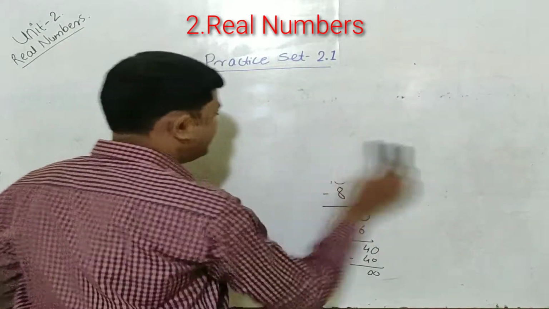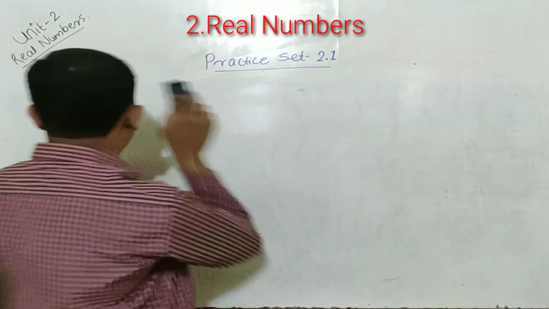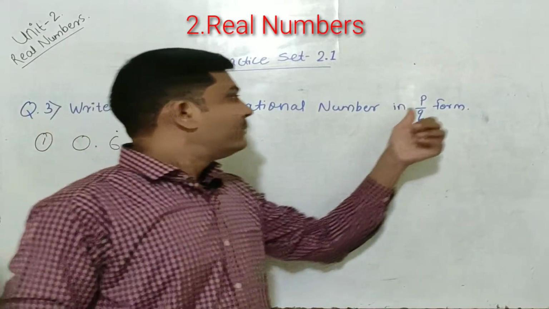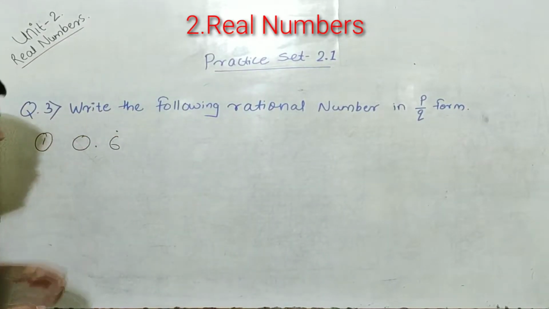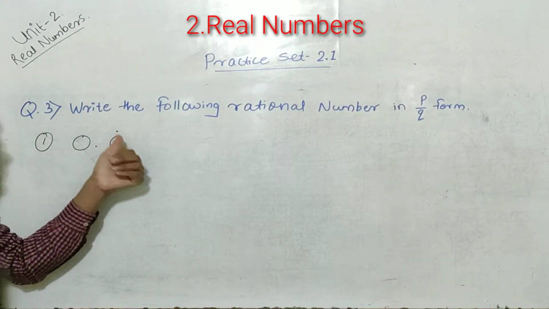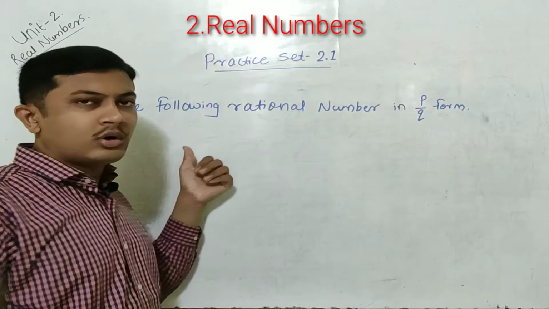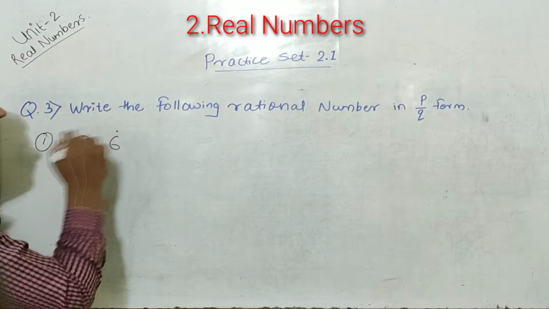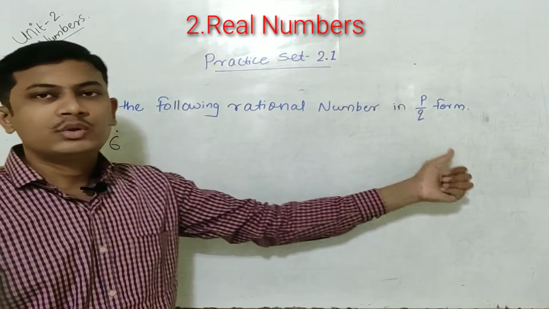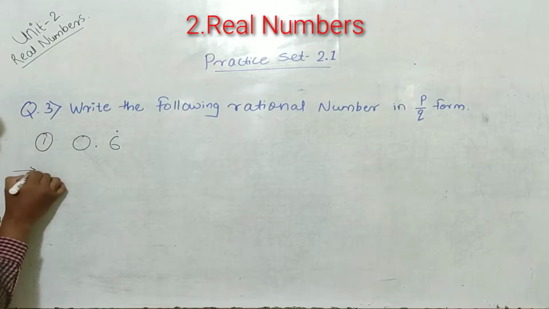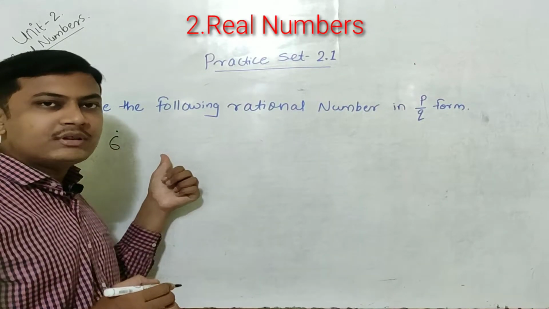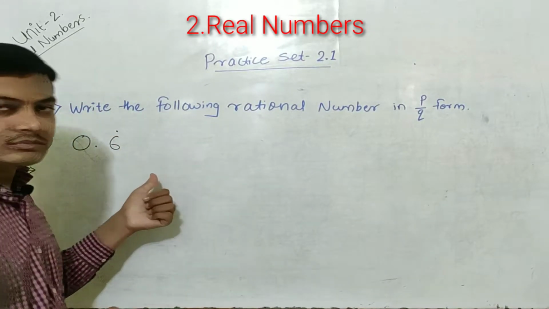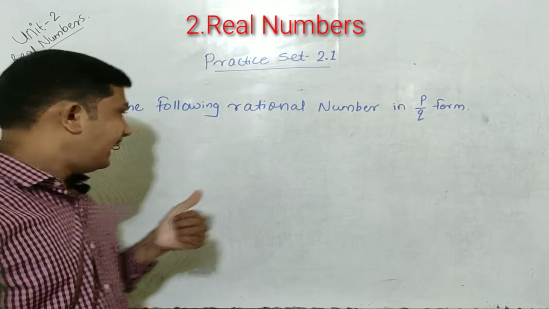We have to see the third question. Friends, the third question is: write the following rational numbers in p upon q form. So the first question is 0.666..., or simply we can say 0.6 with a dot. So we have to convert this decimal form into the p upon q form. Here the single digit is repeated after the decimal point, that is 666... So first of all, let us assume the given decimal form as x.